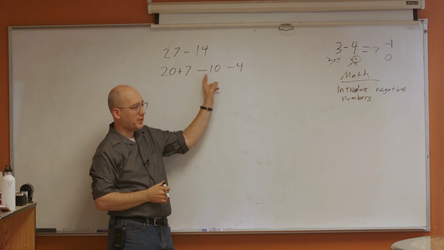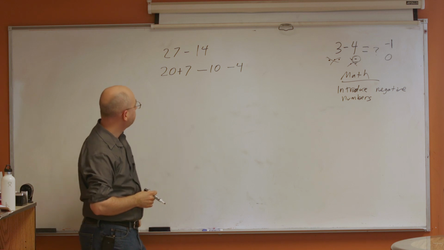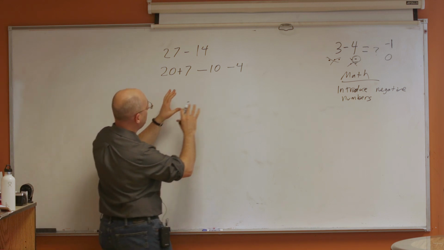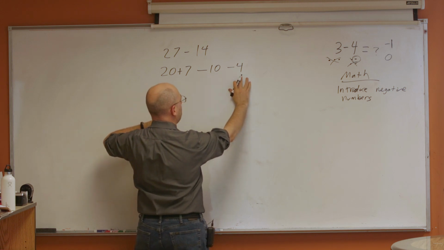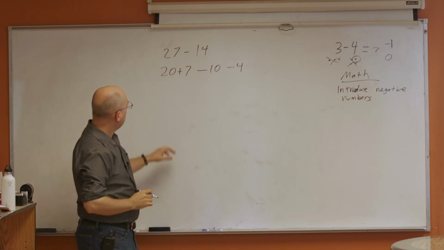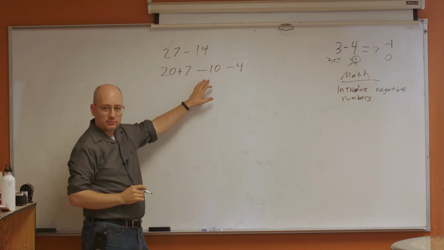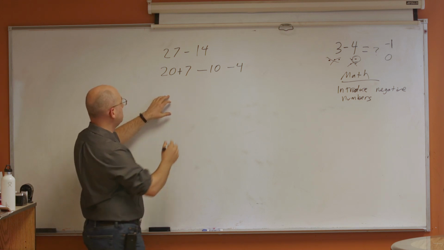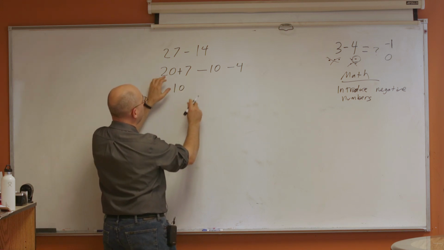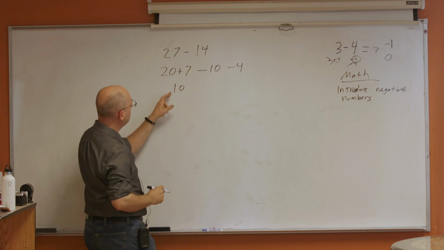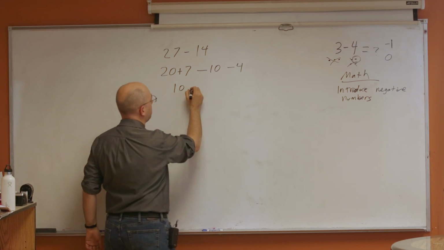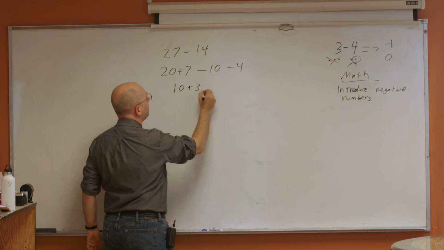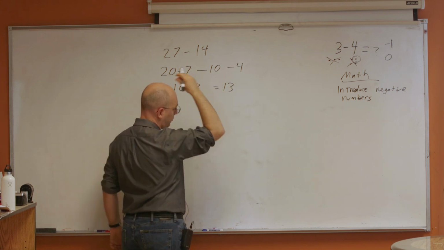It's important to keep that minus sign, right? I'm taking away a total of 14 stuff. I can write it as taking away 10 and then taking away 4. All right, 20 minus 10? 10. It's the 2 minus the 1, comes the 1. And 7 minus 4? 3. And so that's our 13.